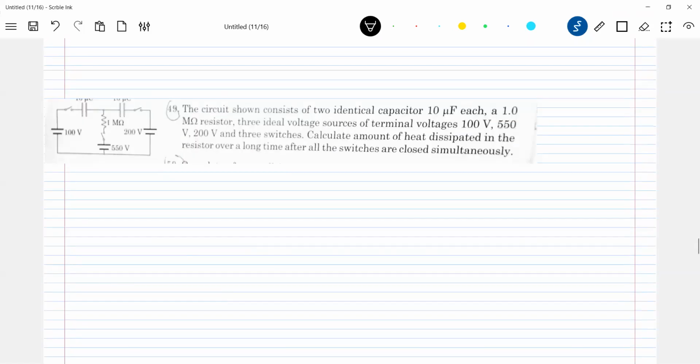It takes some time, so we'll take the next set of problems. Now this is from Pathfinder, where I'm bringing cells and capacitors here. 10 microfarad, 2 capacitors are there. It's asking to calculate the amount of heat dissipated in the resistor over a long time after all switches are closed simultaneously. The total heat generated in the circuit is asked. What is the heat generated across that 1 mega ohm resistor?